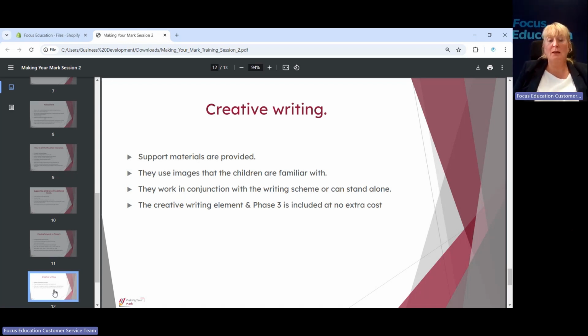Again, the pictures, you can use them as part of the everyday write in your half and half books, or it can be something that you do as a standalone assessment. The creative writing ideas and the phase 3 books, it all comes together as the one package.